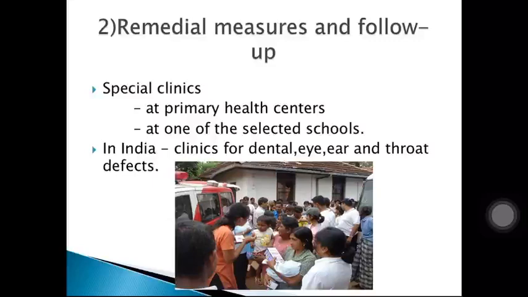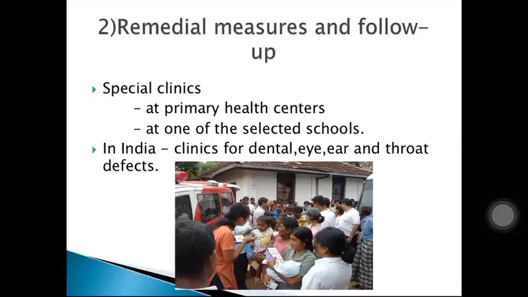Where do you deliver these remedial measures? We have special clinics. In rural areas, the special clinics are at primary health centers. In urban areas, these special clinics can be set up at one of the selected schools. In India, we mainly focus on specialist care with respect to dental problems, eye problems, ear problems and throat defects, because these are the common illnesses seen amongst school children.